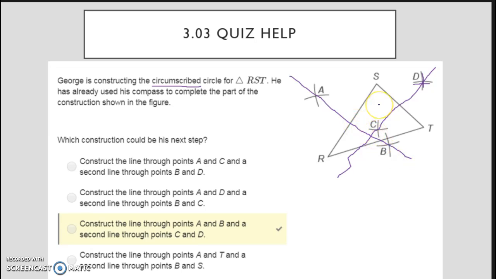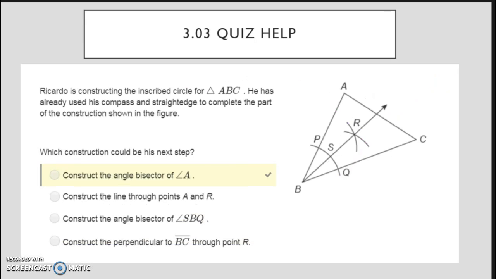Because what those are is you're drawing in those perpendicular bisectors, and then therefore you will be creating the circumcenter where those intersect. So then we can go from there, labeling and finishing out our construction of the circumscribed circle. The next one I want to look at is the inscribed circle, which is the intersection of the angle bisectors.